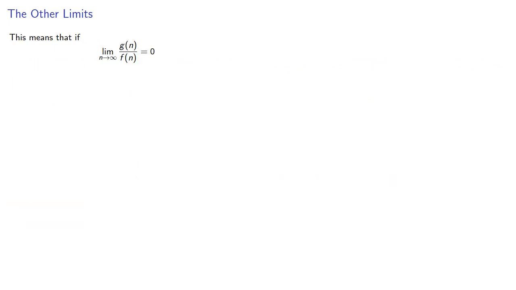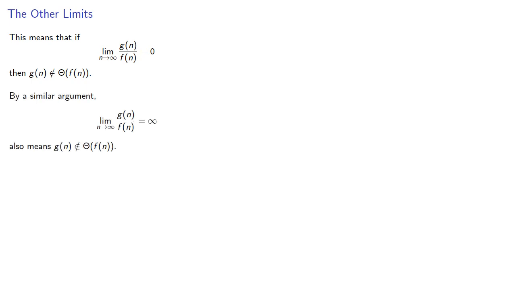And this means that if the limit of our quotient is 0, then g of n is not order f of n. And by a similar argument, we could show that if the quotient is infinity, then g of n is not order f of n.